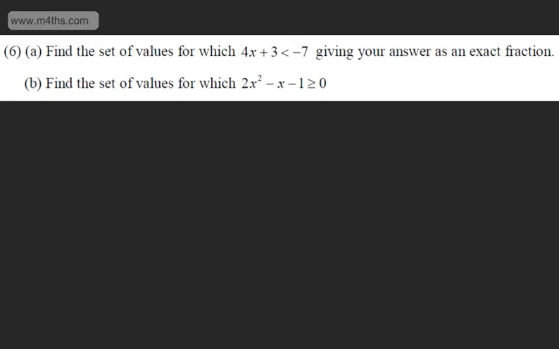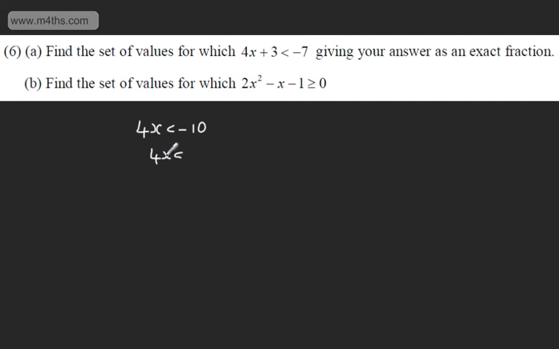Okay, let's move on to question 6. We're asked to find the set of values for which 4x plus 3 is less than minus 7, giving our answer as an exact fraction. So this is a linear inequality, and I'm going to subtract 3 from both sides of the inequality. So we'll have 4x is going to be less than minus 10.